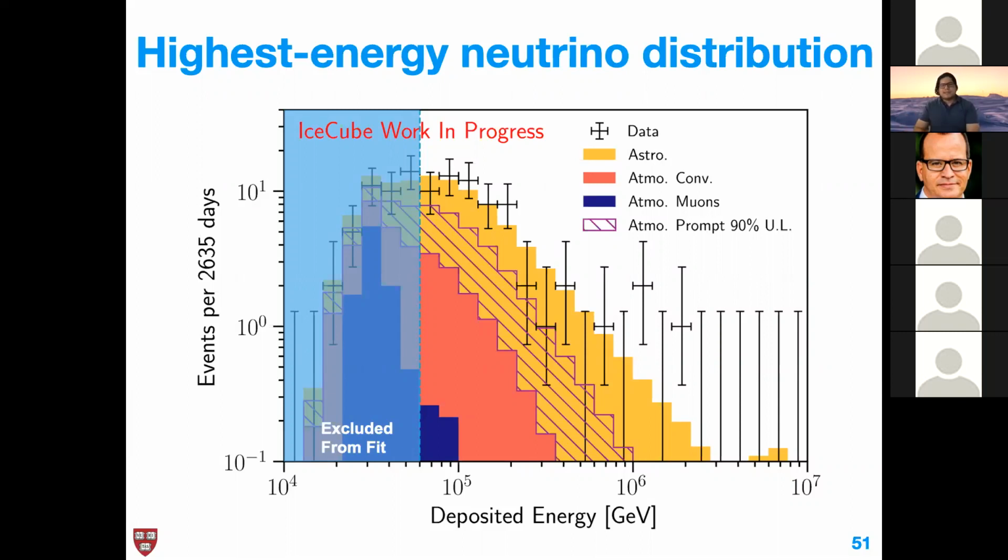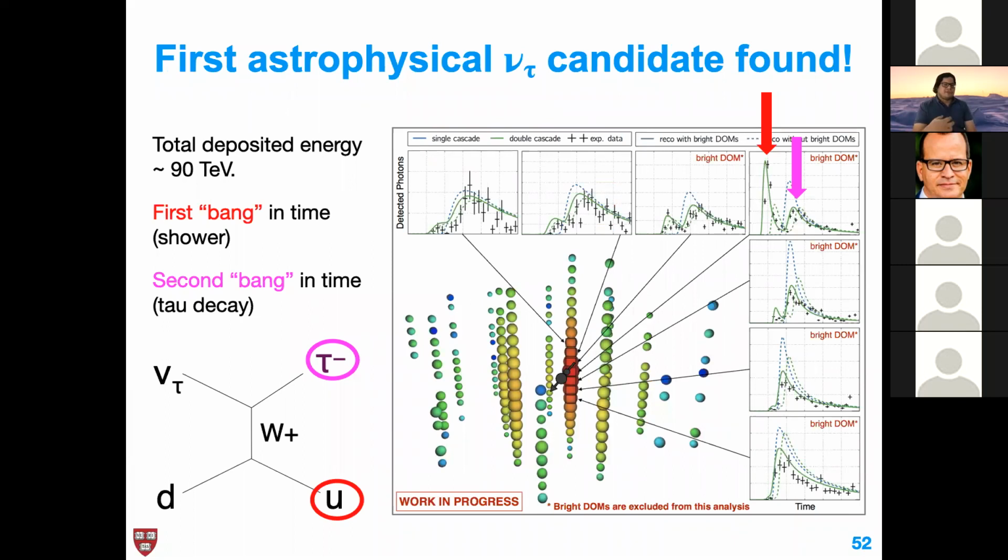One thing that's interesting about this particular high energy data set is a tau neutrino. So the first tau neutrino was found in this observation. Its energy was approximately 90 TeV. And how we identify the tau is, again, we look for the first bang when the tau is produced, and then a second bang when the tau decays. And so you can see the event display here.